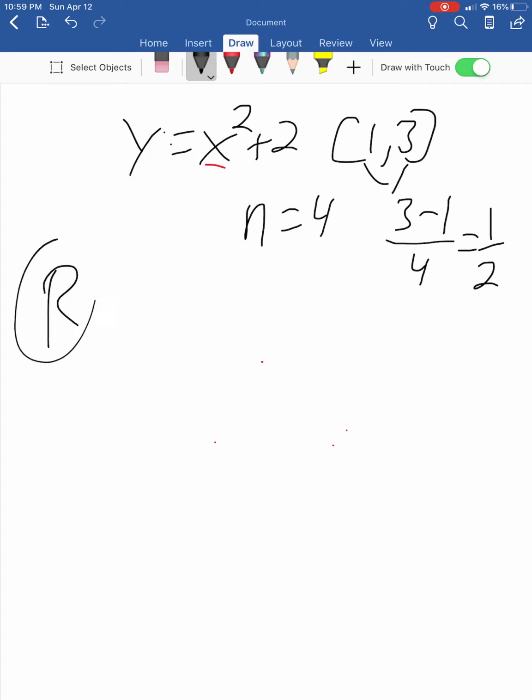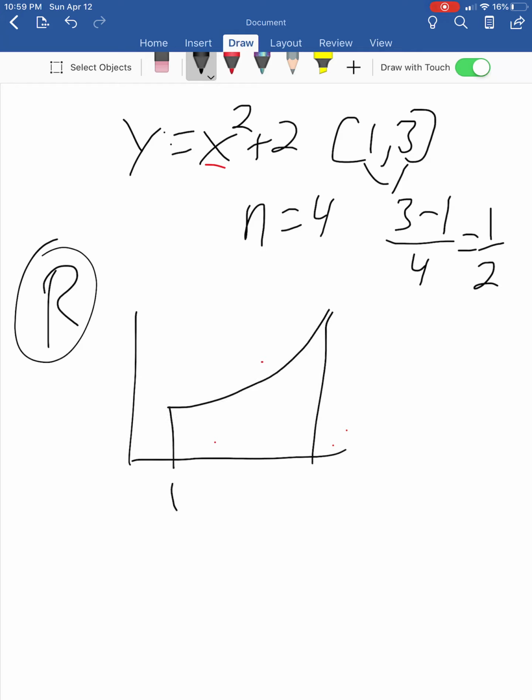Okay, so this example, we're doing the right endpoint rule. All right, same stuff, 1 to 3. Still n is 4. Everything's the same. I'm just changing the rule. So we still got that 1.5. And we still got 2.5. And we want to use the right endpoint rule. So we're using these rightmost points.